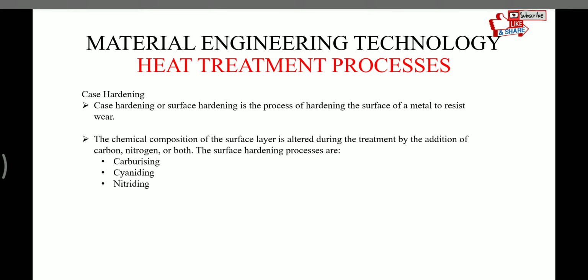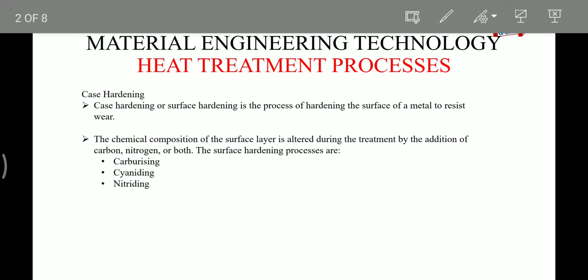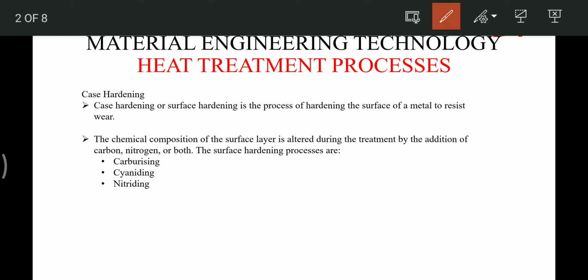Case hardening is basically a surface hardening process to resist wear. Friends, this is carried out to provide resistance to wear to the metal. The chemical composition of the surface layer is altered during the treatment by the addition of carbon, nitrogen or both onto the surface. This addition can be carried out in three processes: carburizing, cyaniding and nitriding. So let's see these processes one by one.